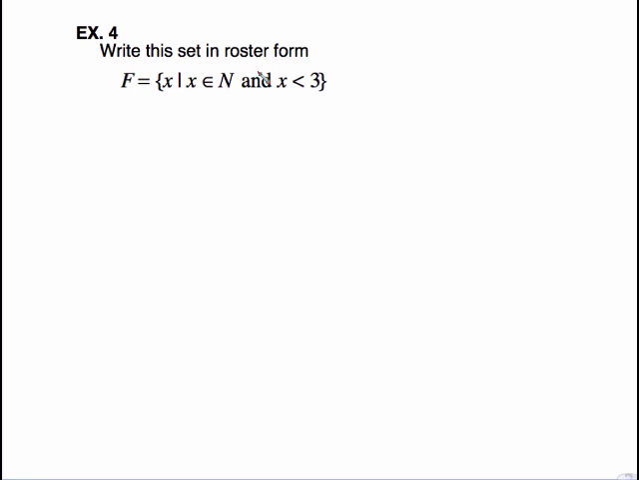We're going to write this one in roster form. This is telling us it's all x, such that x is an element of N. Do you remember what N was? N is the natural numbers, and our natural numbers were 1, 2, 3, etc. But we want our natural numbers to be the ones that are less than 3. Which of these are less than 3? Just 1 and 2. Not 3, because it says less than 3. 3 is not less than 3, it is less than or equal to 3. If it had said less than or equal to 3, we would also include 3 in our set. But it did not say equal, and that's why 3 is not in our set.